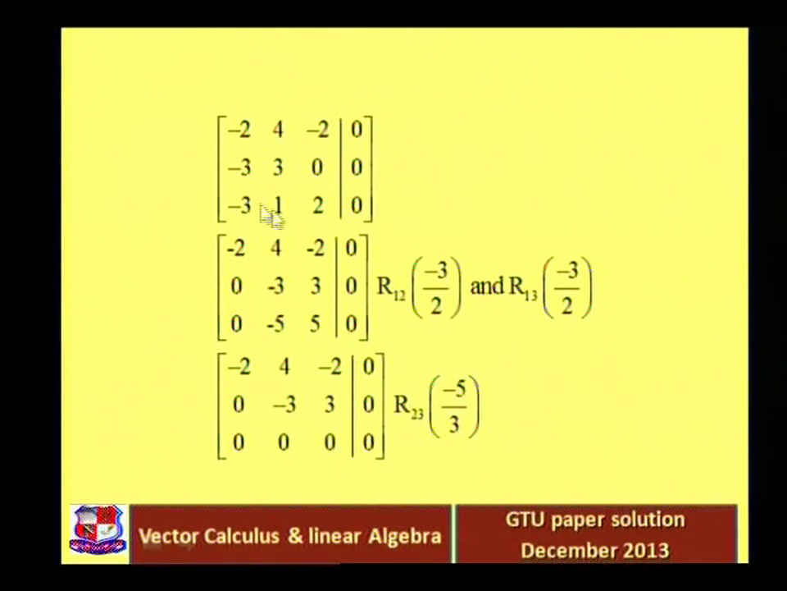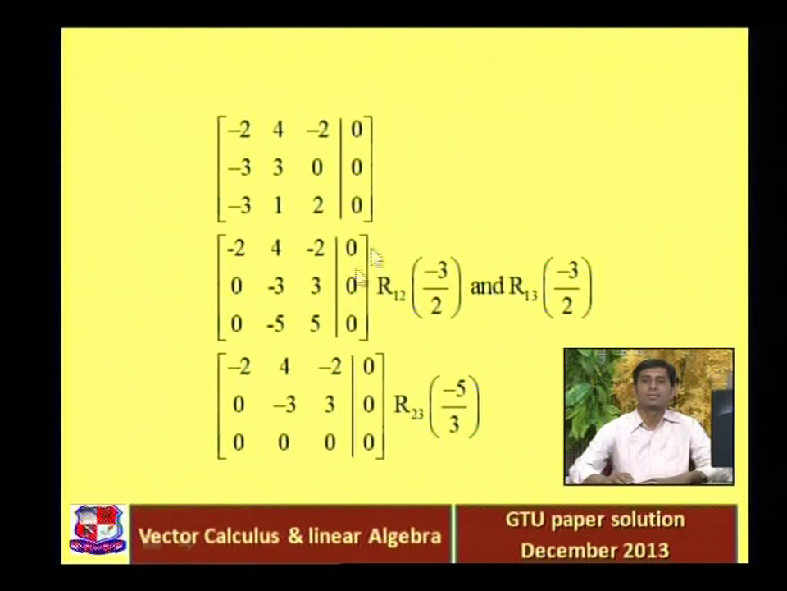Then we have to convert this matrix into a row echelon form. So here is the process we are doing here. Directly we are multiplying the first row with minus 3 by 2 and adding into the second row, and multiplying the first row with minus 3 by 2 and adding into the third row.